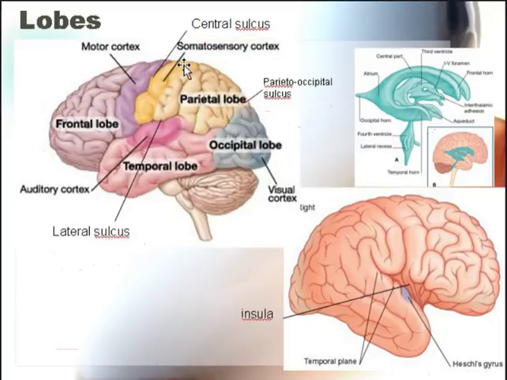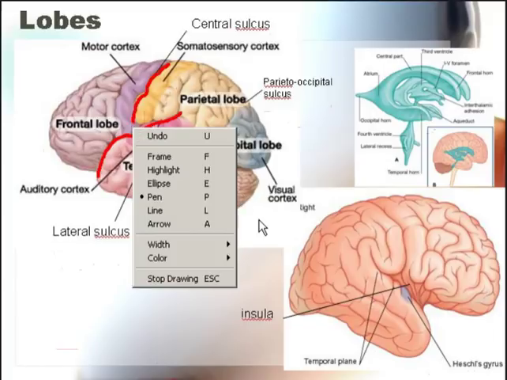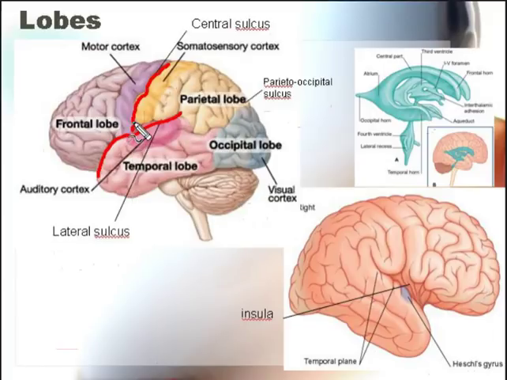So here we have the central sulcus. Then this is the lateral sulcus. So we artificially join the central to the lateral sulcus. Then here we have the parieto-occipital sulcus. So we just see a little bit peeping on this lateral side.